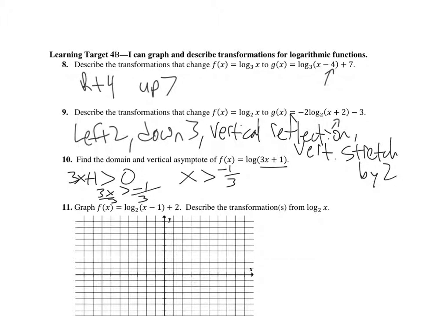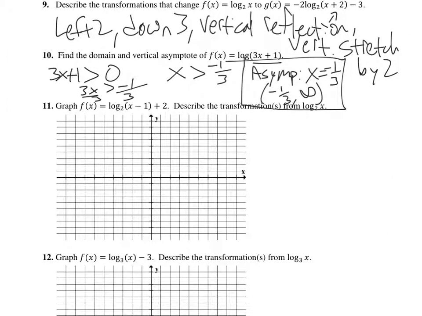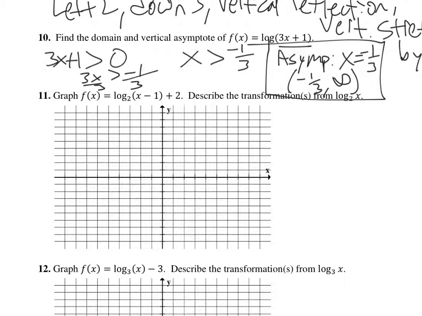Okay, so the asymptote is at x equals negative 1/3, and the domain here would be from negative 1/3 to infinity because it's greater than. Remember to watch out, in some cases when you divide by a negative number, you'll have to flip that inequality there.